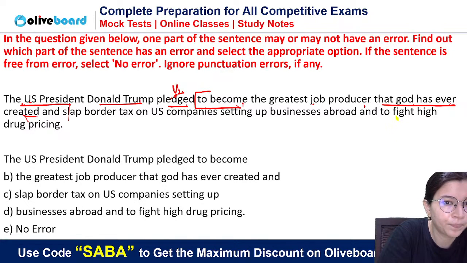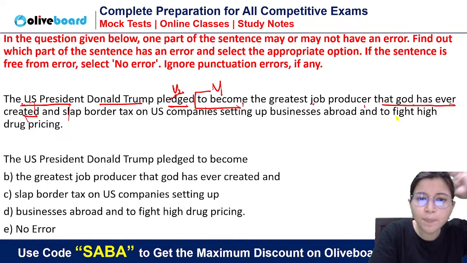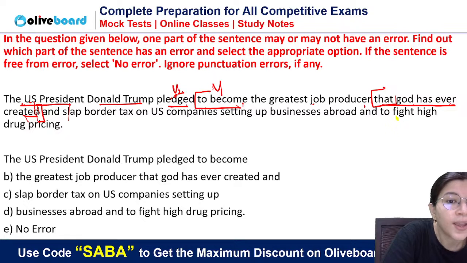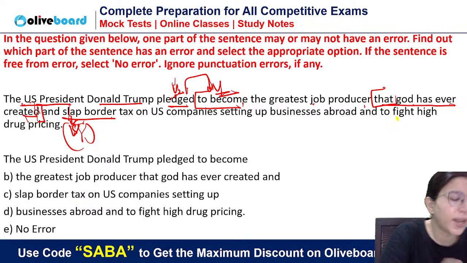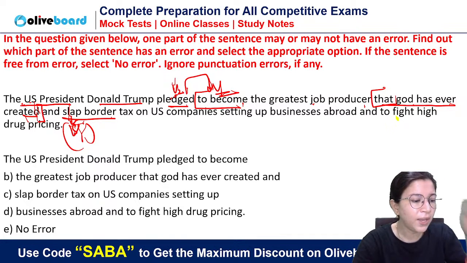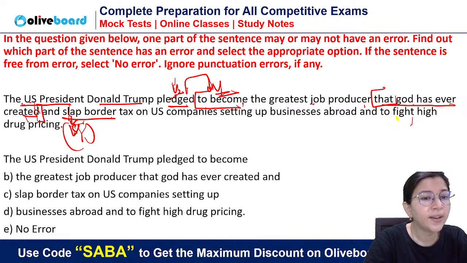ever created. ठीक है. To become, 2 plus V1, that he pledged to become the greatest job producer that God has ever created. And slap border tax. It means he pledged to become the greatest job producer and he pledged to slap. So it is related to this 2 plus V1. This V1 is absolutely correct. Now tell me, God has ever created and slapped.